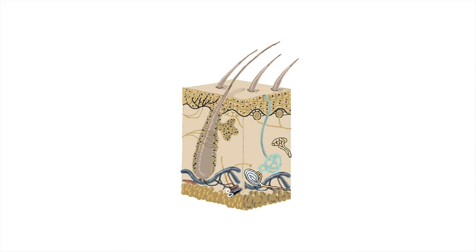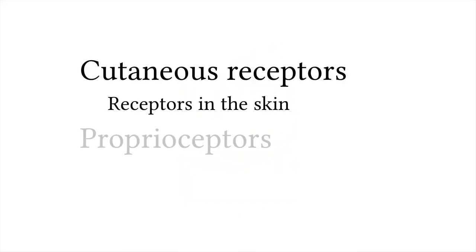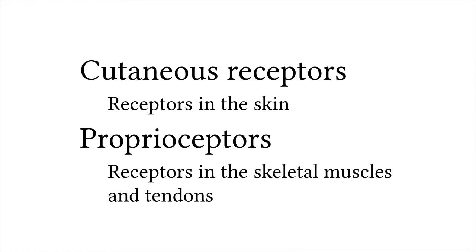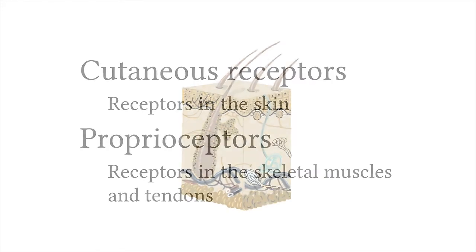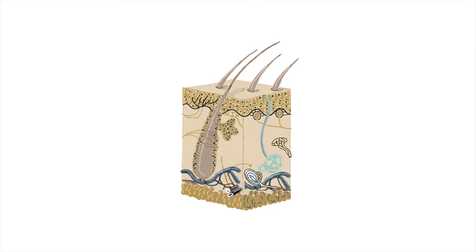Now there are two types of somatic receptors. Cutaneous receptors are receptors in the skin, and proprioceptors are receptors in the skeletal muscles and tendons. Let's first talk about cutaneous receptors. There are several types of these receptors.